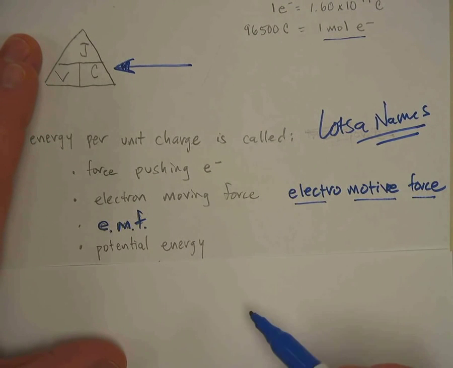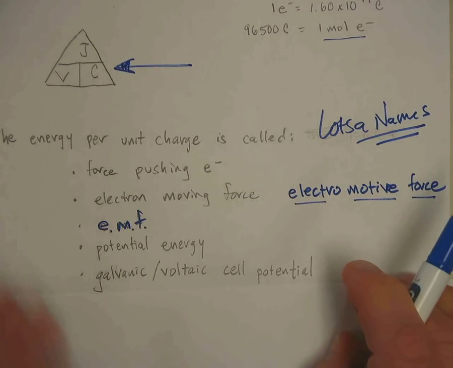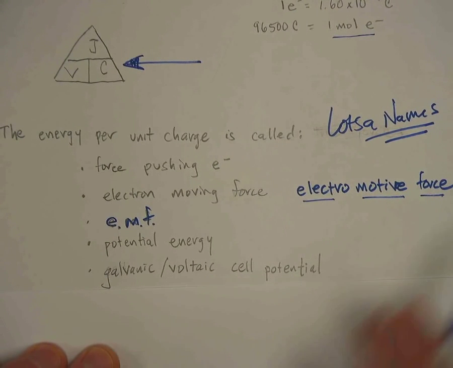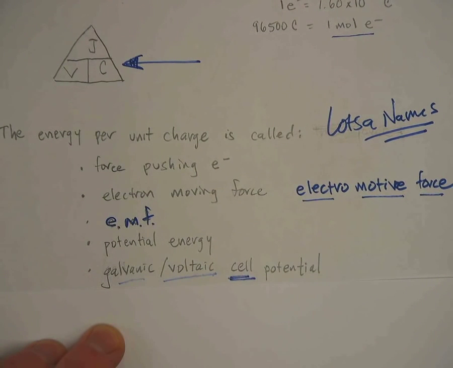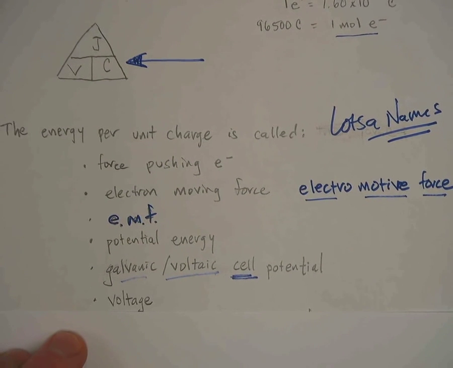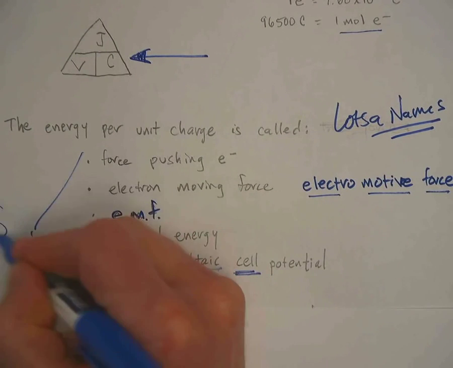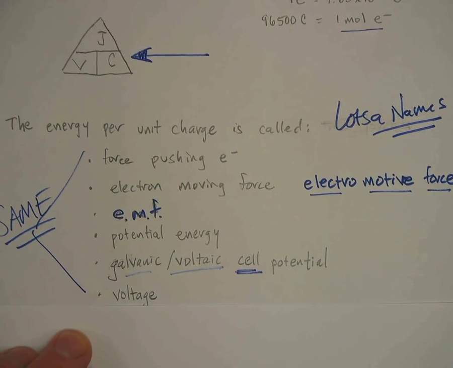Some people call it the potential energy. Some people call it the galvanic or the voltaic cell potential. Because if you remember, we can actually take two half reactions and stick them together and we make what's called a galvanic or a voltaic cell. They call this potential energy that it has the cell potential. Some people just call it the voltage. They all mean the same thing, and they're all interchangeable, and they're all used lots of different times.